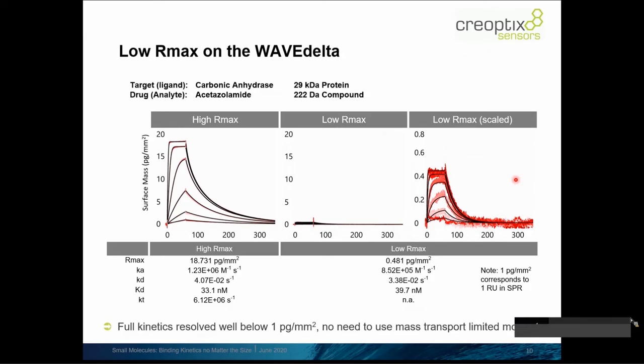And at this point, I'd also like to mention briefly that 1 picogram per square millimeter, which is the unit that our system gives and reads, is directly equivalent to 1 RU that you might be familiar with for SPR systems, as for example Biacore.